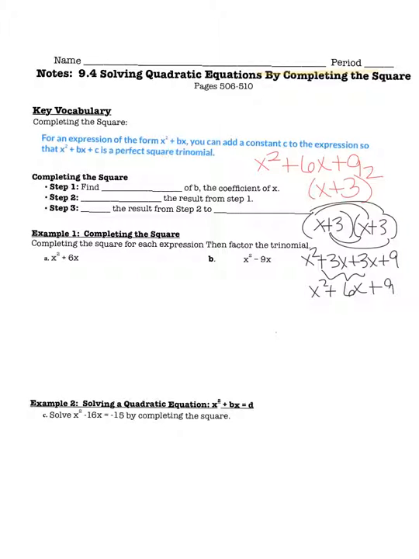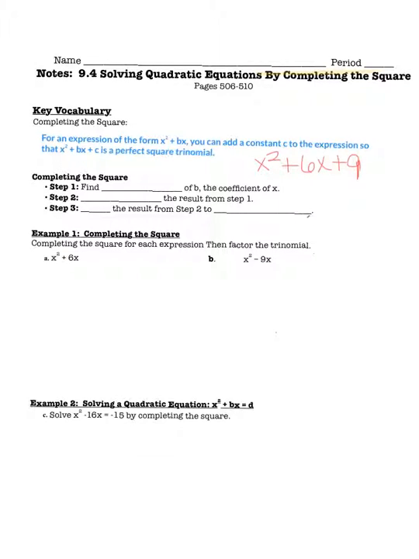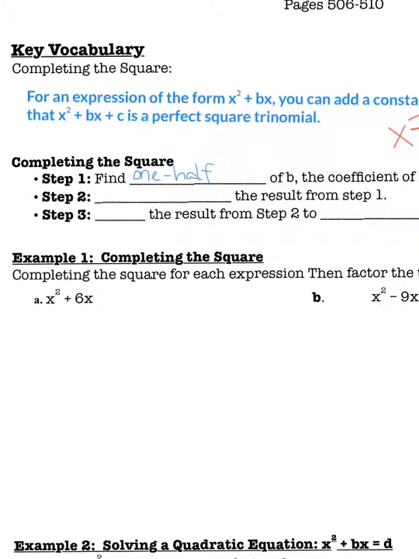So what we're going to try to do is get an expression where we're only given the x squared plus the 6x, and we want to make it into a perfect square trinomial. To do this, we're going to complete the square, and the first step is to find 1/2 of b, the coefficient of x. So it's not the coefficient in front of x squared, it's the coefficient of b, the one that's being multiplied to just x. Step 2, you're going to square the results of step 1. And finally, step 3, we're going to add the results from step 2 to x squared plus bx.